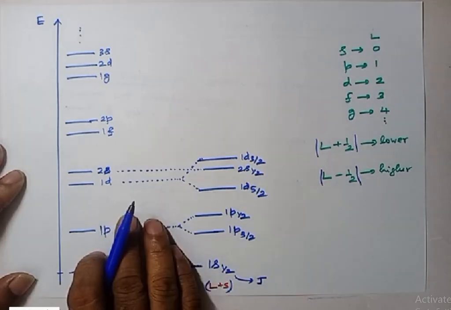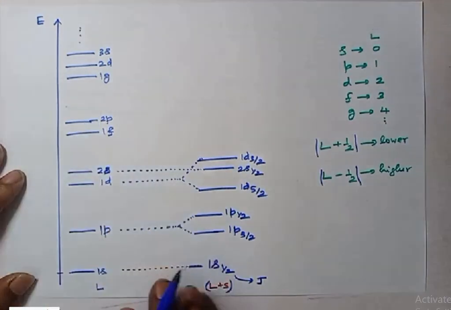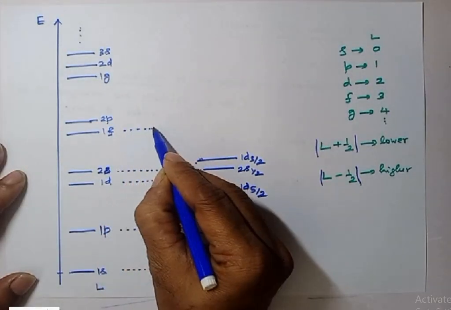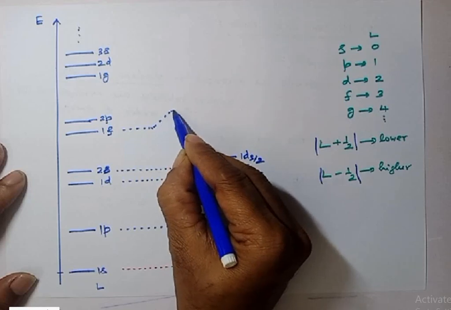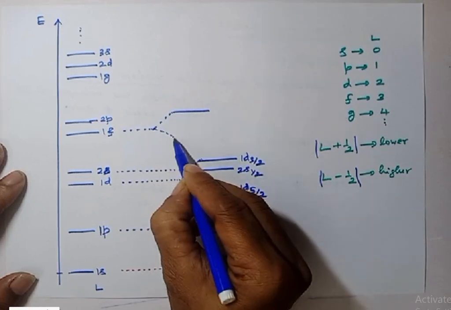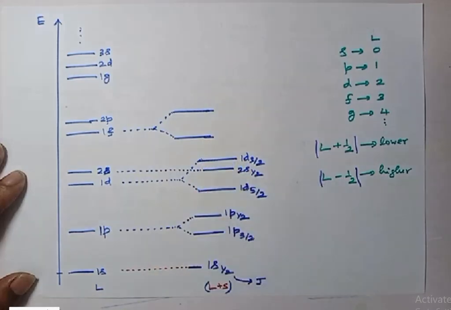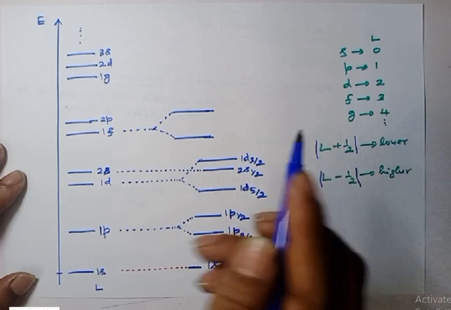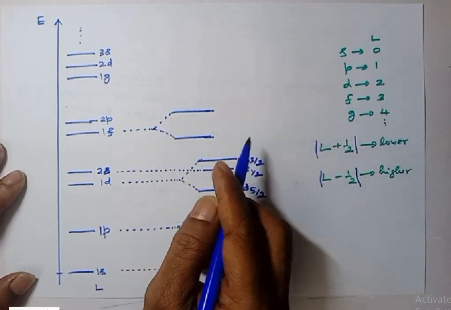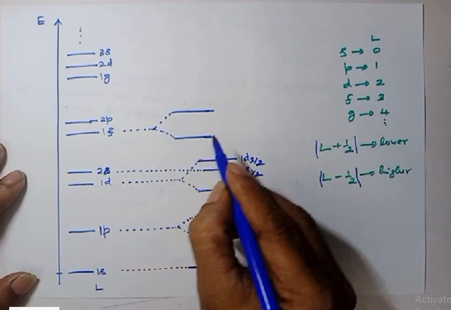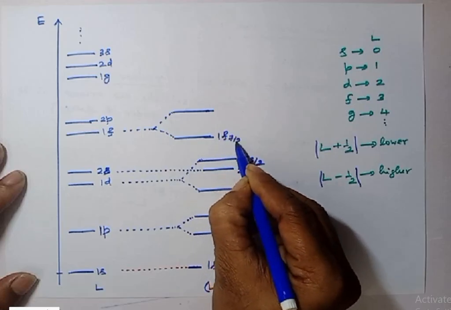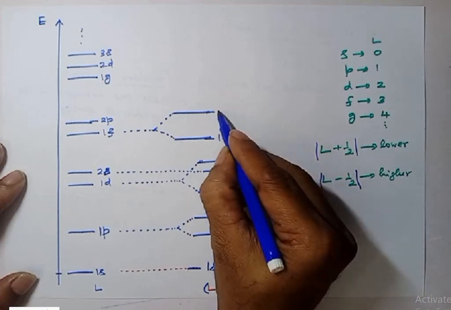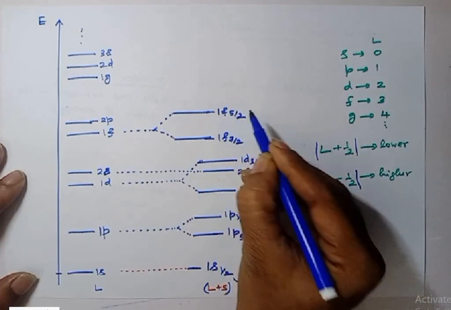Now we'll move on to 1F. This 1F will split into 2. How? Yes, it will split into 2. For F, L value is 3. So 3 plus half will give you 7 by 2. So we get 1F 7 by 2 with lower energy, then 1F 5 by 2 as higher energy.